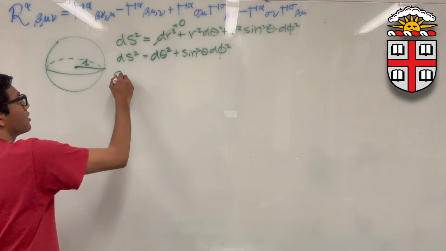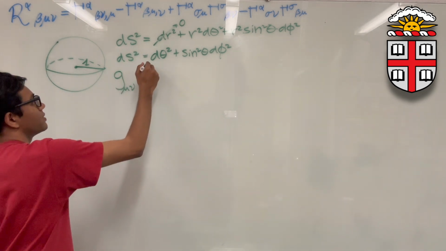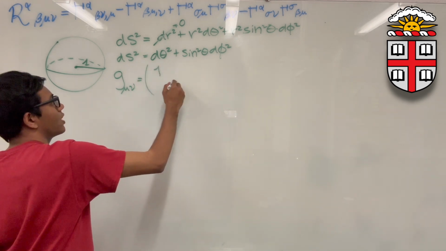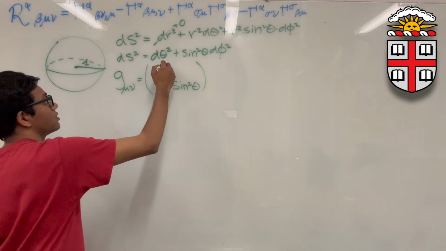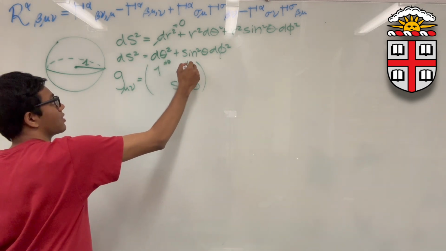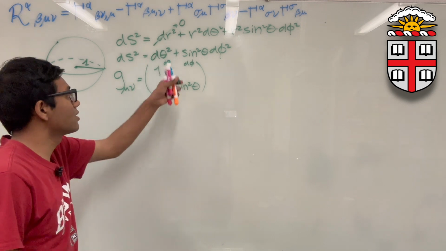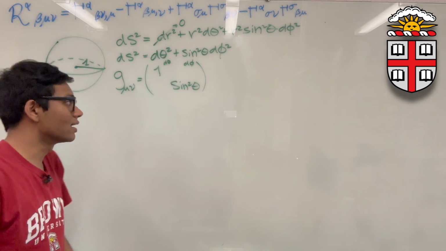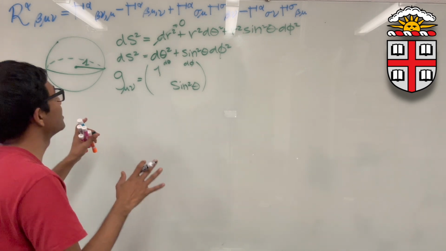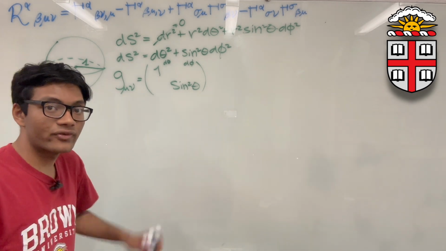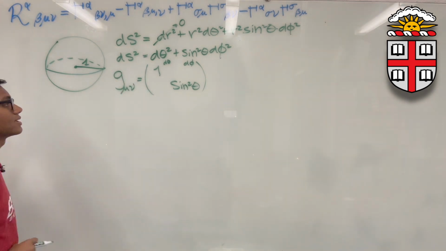So this is actually very handy. And so our g mu nu is simply going to be a 2 by 2 matrix composed of 1 and sine squared theta, with d theta on the first column and d phi on the second column. Now our next order of business is to evaluate the Christoffel symbols for this metric.